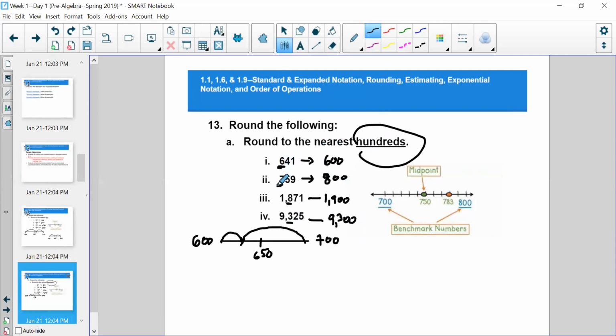So I'm going to identify all my hundreds places, and then I want to look to the right of each of them. If that number is 5 or larger, I know I'm going to round up. 4 is not. It's going to round down to 600. 5 is, it'll round up to 800. 7 is larger than 5, it'll round up to 1,900. 9,325, the 2 will not round it up to 9,400, it will stay at 9,300.